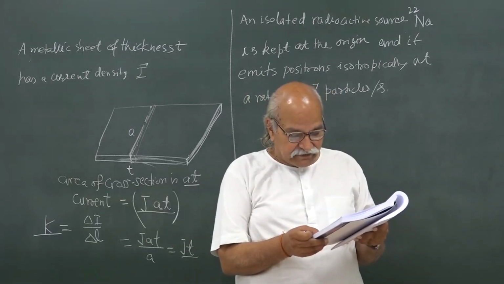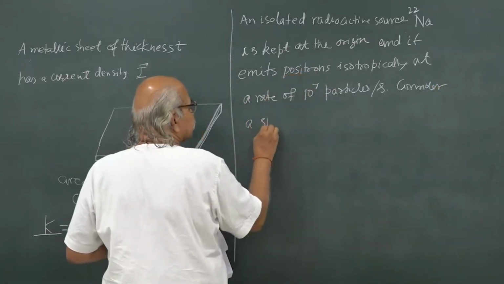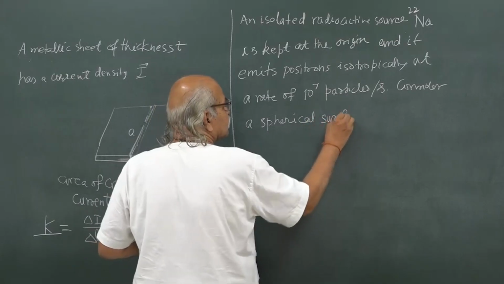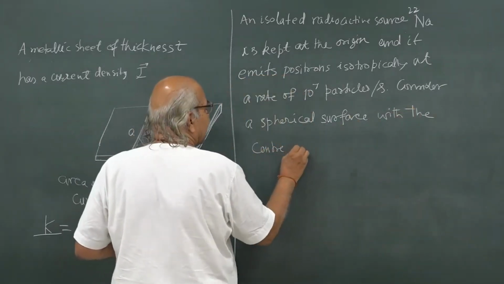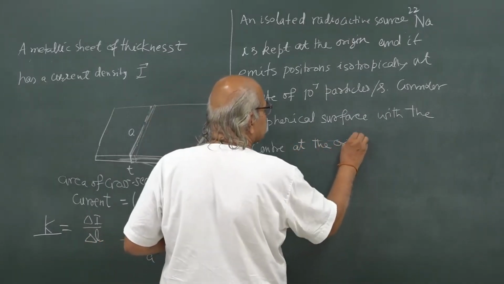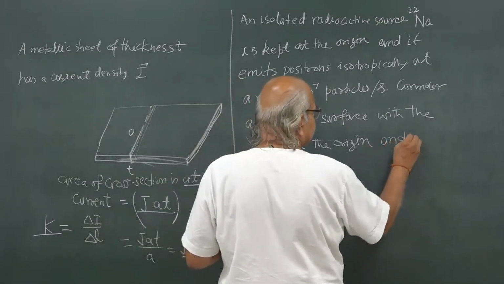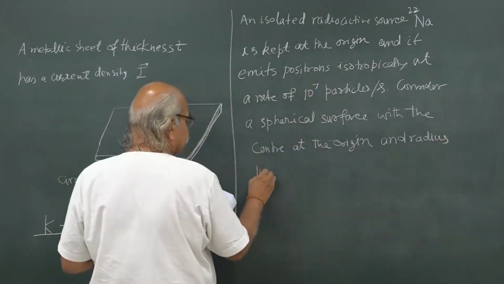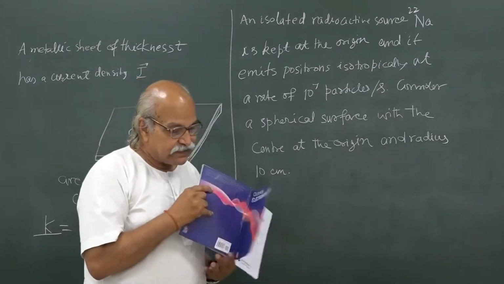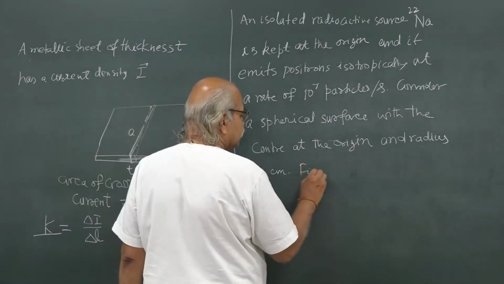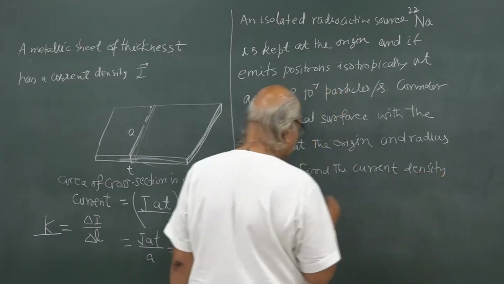And consider a spherical surface with the center at the origin and radius 10 centimeters. And now the question is, find the current density through the surface.